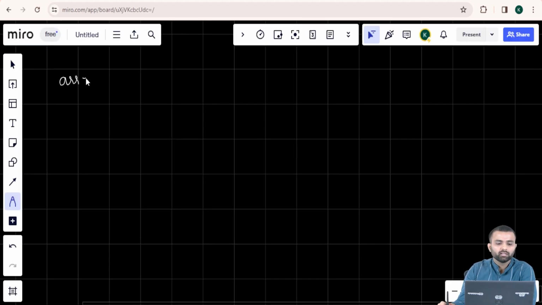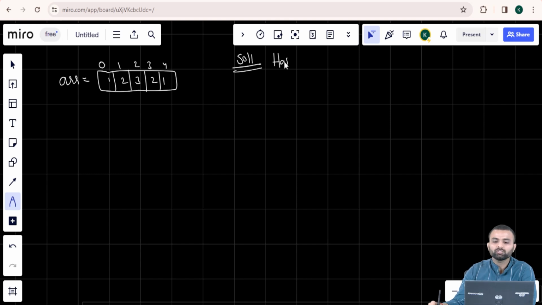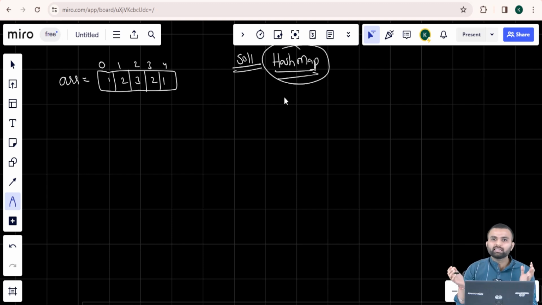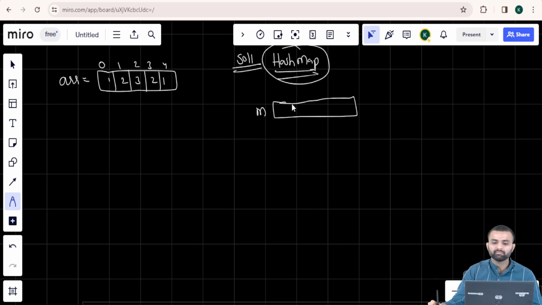So this is my array, whose values are 1, 2, 3, 2 and 1, right? So how to solve this question? The first solution that came to my mind is that we can use a hash map. In a key-value pair, the key is my element and the value is its frequency. So let's make a map here, and let me name it M.